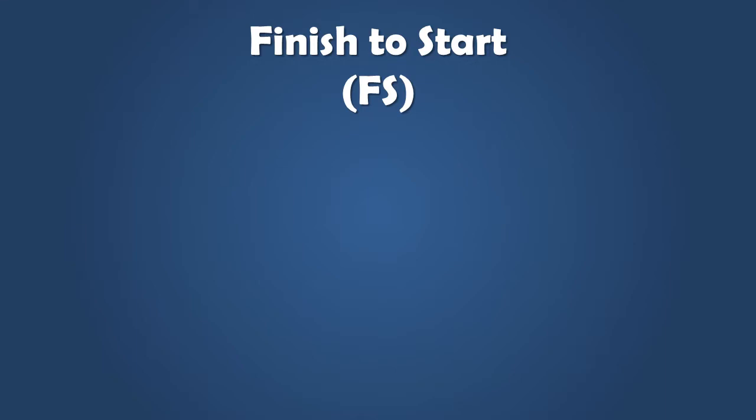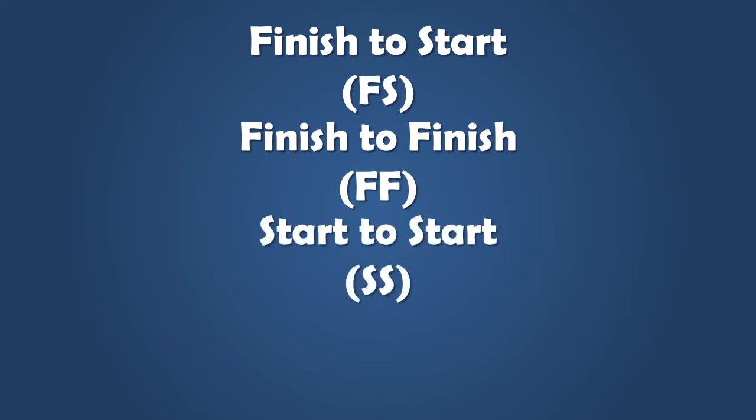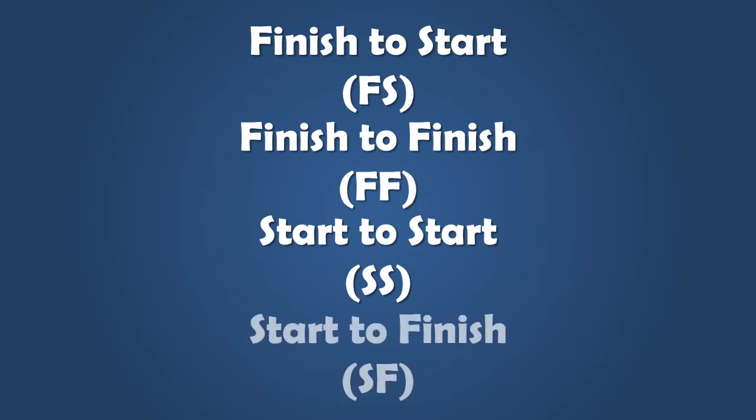Finish to start means that a predecessor activity must finish first before its successor activity can start. Finish to finish is when a predecessor activity must finish before the successor activity can finish. Start to start is when the predecessor activity must start before the successor activity can start. And start to finish. This is the least used relationship in a precedence diagram. This is when the successor activity must start before the predecessor activity can finish.